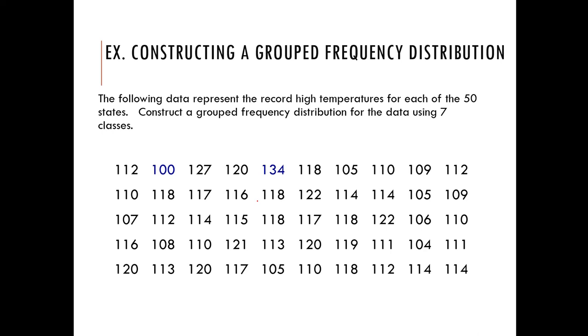So this is the data set that we are going to organize. This is the quantitative data set that we are going to organize or construct into a table. So the following data points represent the record high temperatures for each of the 50 states. Construct a grouped frequency distribution, and we're going to use 7 different categories, or we're going to split it up into 7 different classes. So that's what I mean by I will always give you the number of classes to use. So we're going to create a table by organizing all of these data points into 7 different categories, okay?